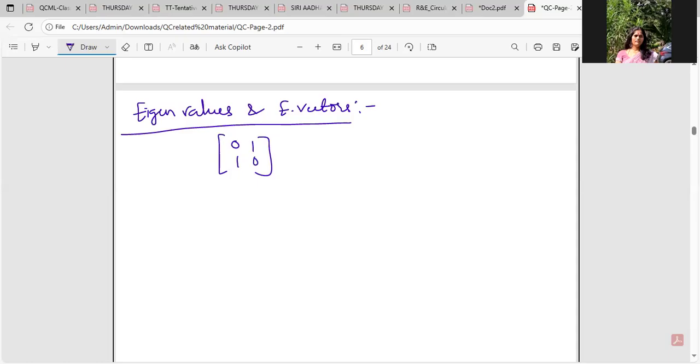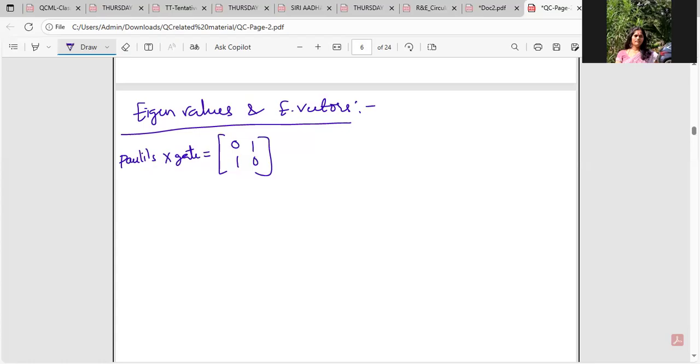Of course, this is a matrix, this is an operator. Of course, this is a gate also, the famous gate of quantum, Pauli X gate. Of course, you can just see here. I'll just stress on some points.